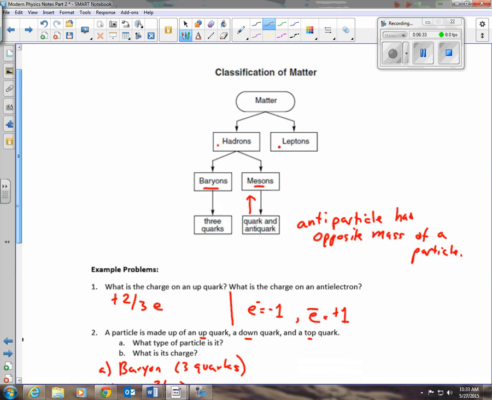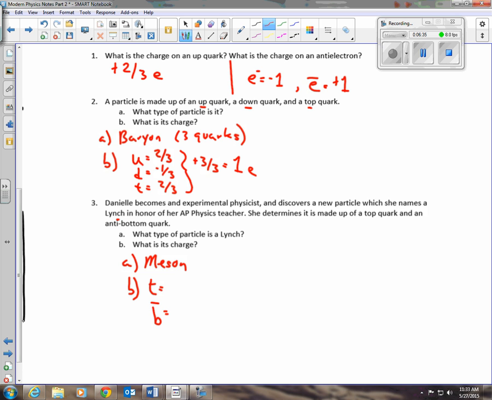So I just said the top is plus 2/3, and anti-bottom is plus 1/3. If I add those together, I get 3/3, which is plus 1. So, all the words are confusing. You have top quarks, bottom quarks, charm quarks, up, charm, mesons, baryons, all these weird words, but it's really easy if you know how to use those tables.